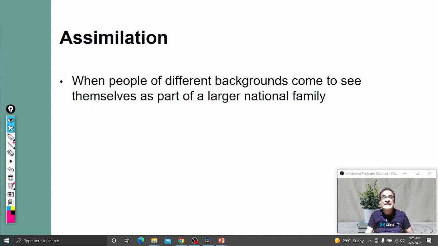Next is assimilation. As you know, assimilation means to absorb one thing into another. It is simple: when people of different backgrounds come to see themselves as part of a large national family, that is called assimilation.